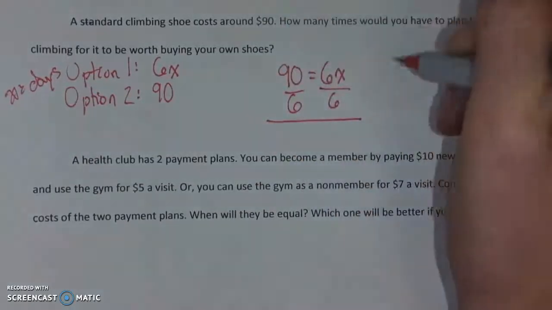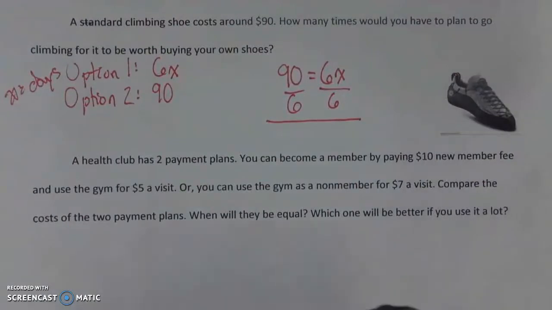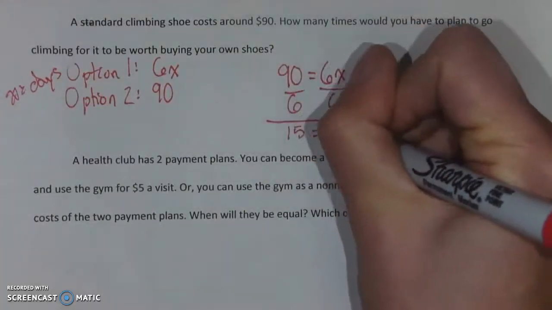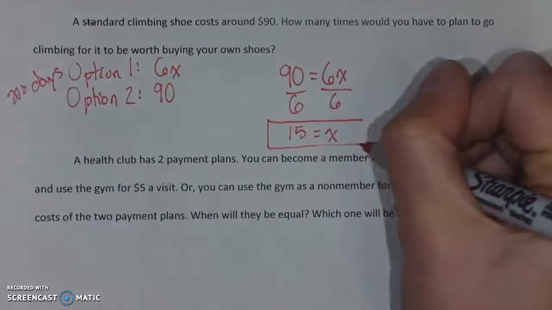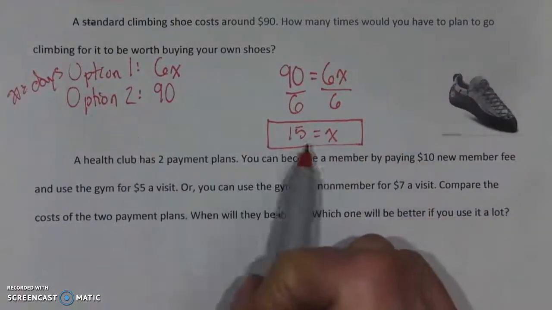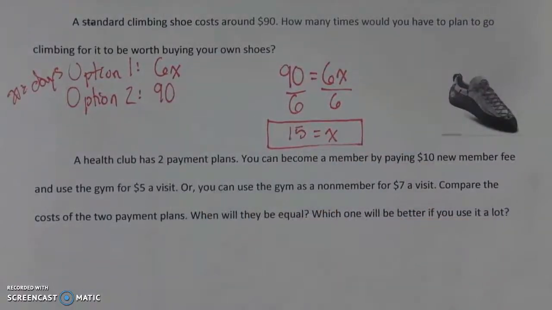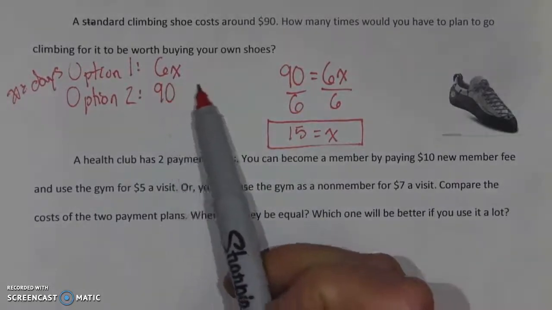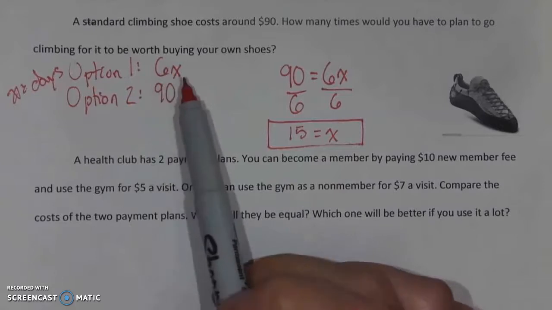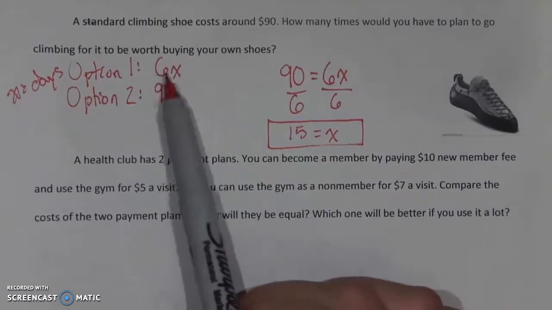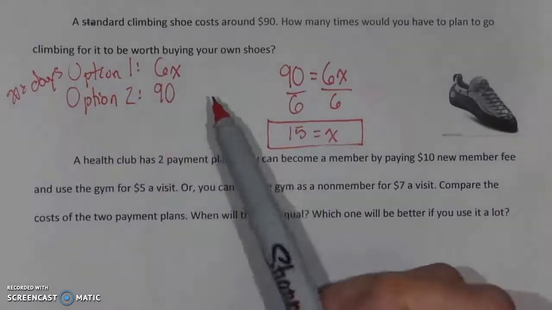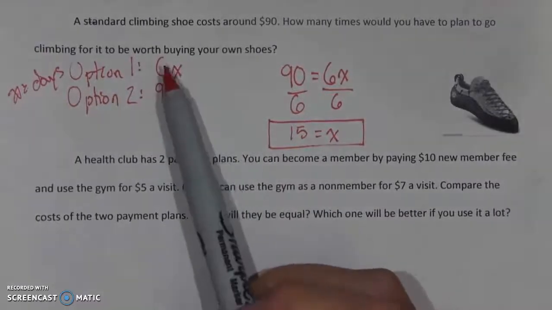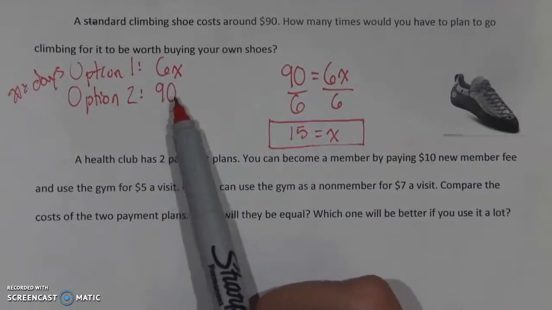So if I divide both sides by 6, I have then my answer to that. 90 divided by 6 gives me 15. In other words, at exactly 15 visits, it won't actually matter whether I buy or rent the shoes. I paid the same amount. So if I go more than 15 times, well, it's better to have option 2. Because if I went 16 times, well, I'd have to pay for them again, right? Which would be more money. It'd be $96 as opposed to the 90.